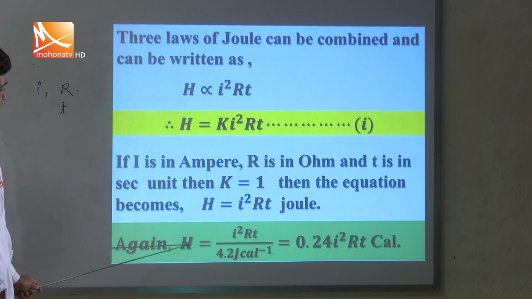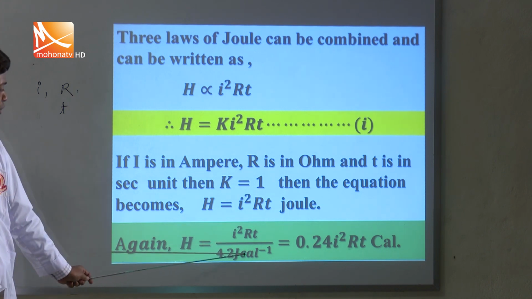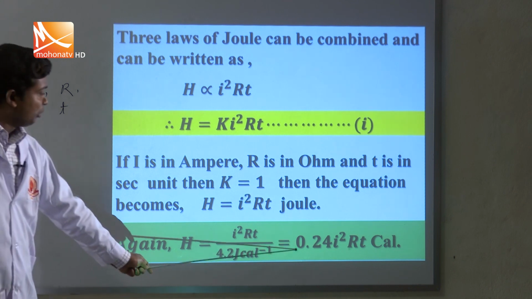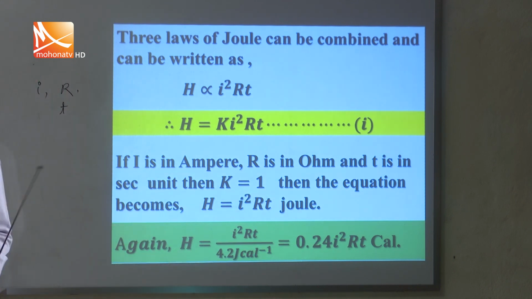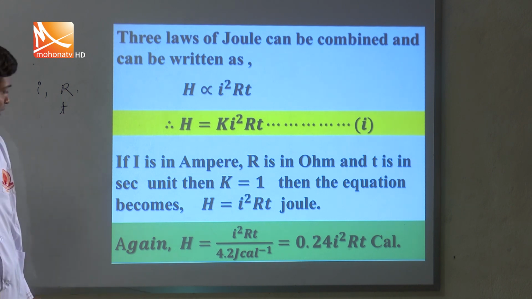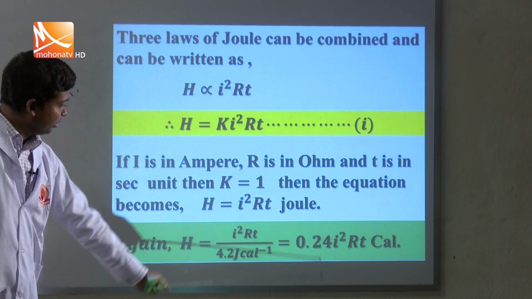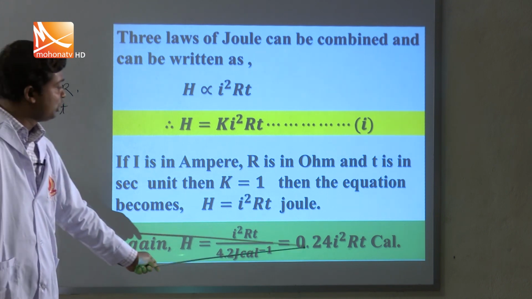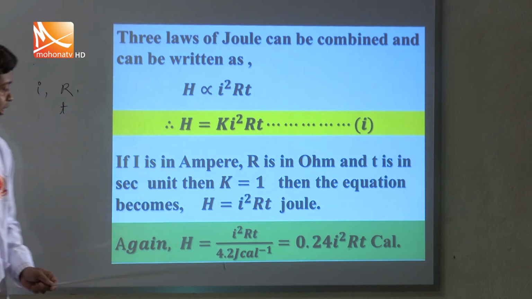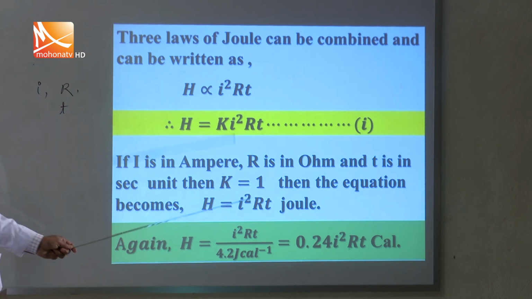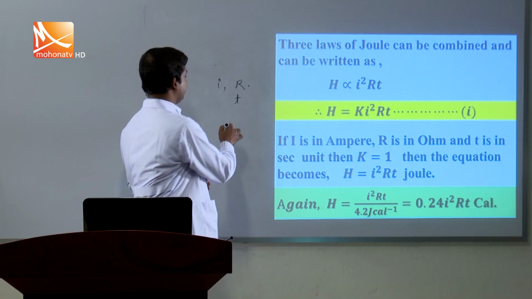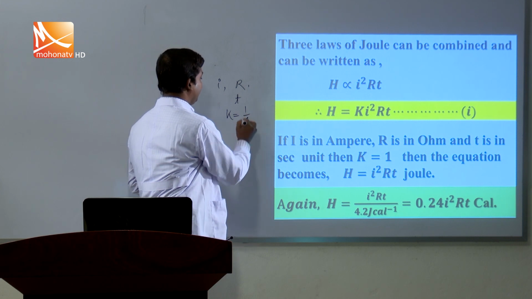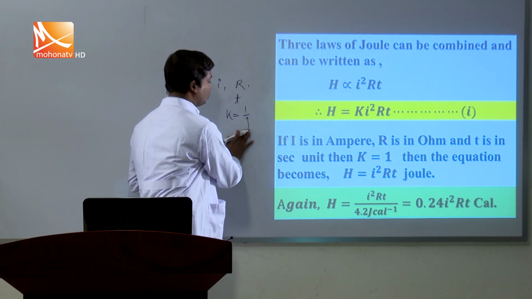Again, this law can be written H equals I square RT divided by 4.2 joule per calorie. That means 0.24 I square RT. That means if you want to calculate the produced heat in calorie, then you have to write 0.24 I square RT. You know that K and J are reciprocal properties. That is from the first law of thermodynamics, you know K equals 1 by J and J equals 4.2 joule per calorie.